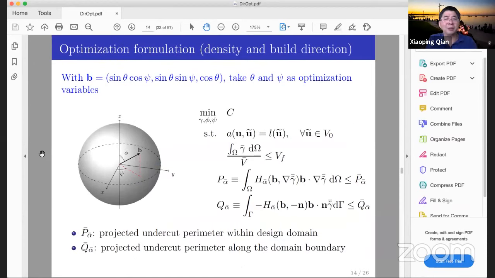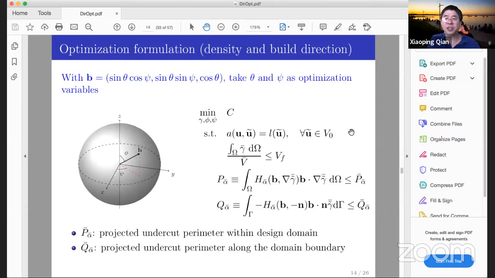So that's a basis so we can incorporate this formulation in gradient-based optimization. Here we do the same thing for 3D. For 3D, we're going to parameterize orientation B with two angles, theta and psi. And we can visualize these angles, phi and psi, on a sphere. So two angles can be projected on a sphere. And now we have three optimization variables: one is the density field, and two are the build orientation angles corresponding to B.